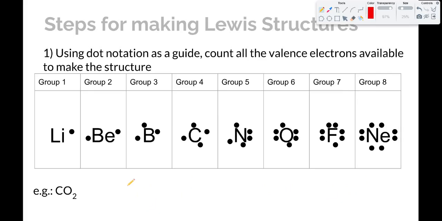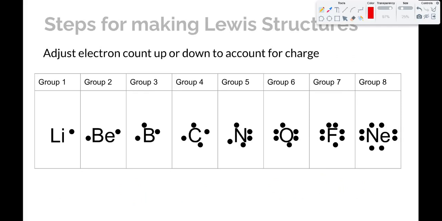CO2, carbon, column 4, 4 dots. Oxygen, column 6, 6 dots. There's 2 oxygens, so that's going to be 12 electrons, plus the 4 electrons from carbon, 16 electrons total. The next thing to do is adjust the electron count up or down to account for charge. Now in the examples that we just did, we don't have to do that step because their charge is neutral.